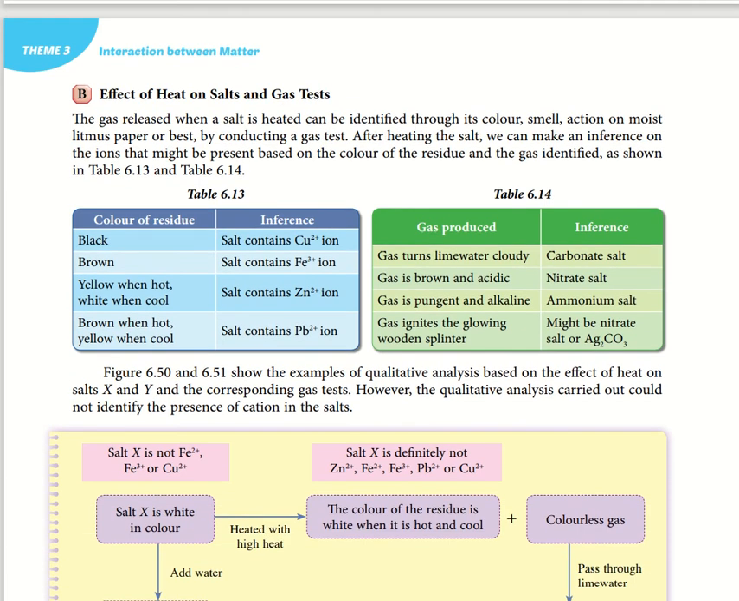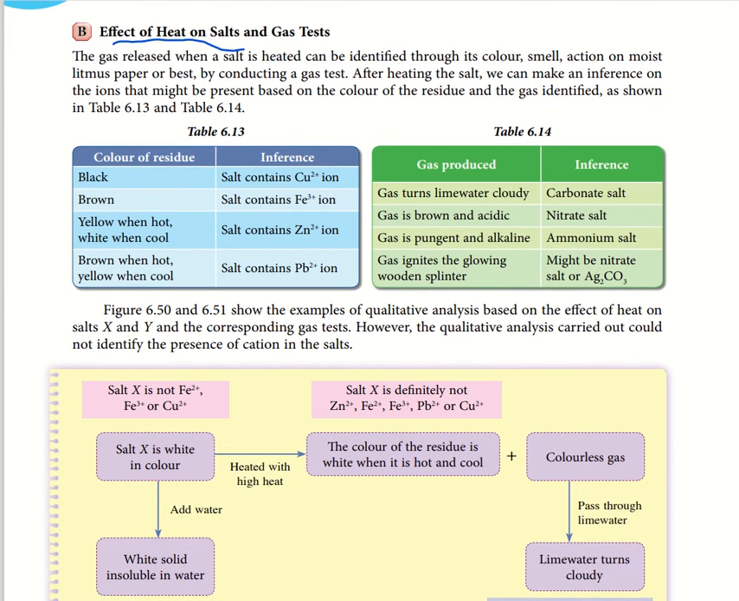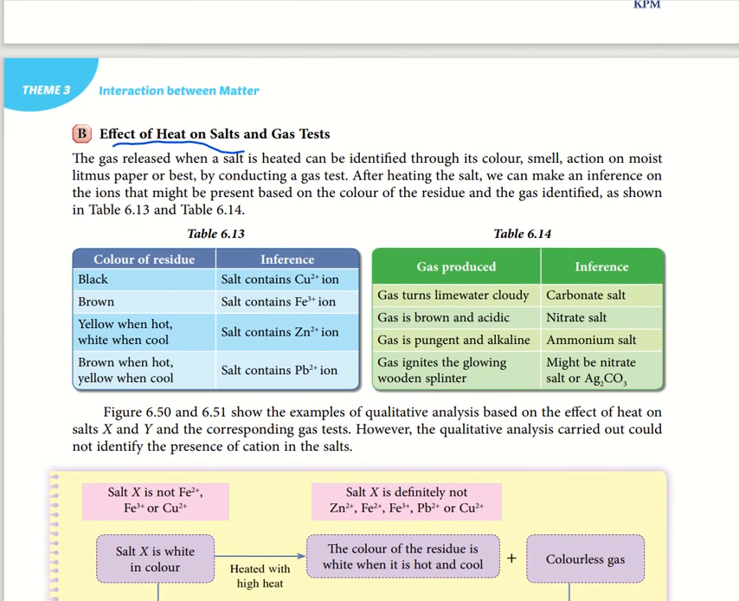The second step in qualitative analysis is the effect of heat on salt. We know that salt will decompose when it is heated. So after the salt is decomposed, this is the activity, the experiment, of how the salt is heated. This solid salt is then heated.